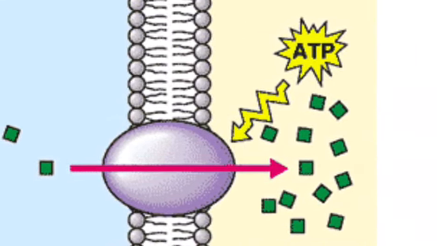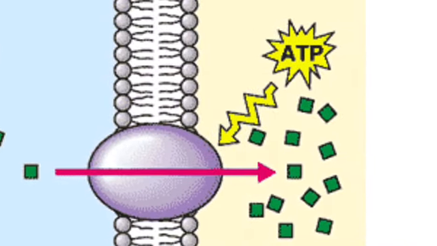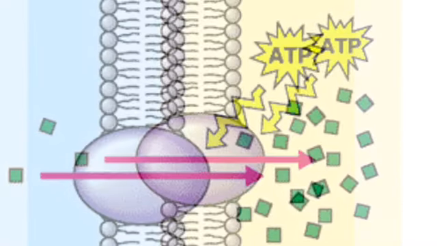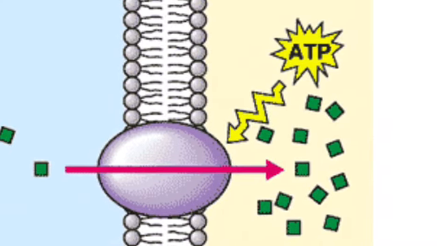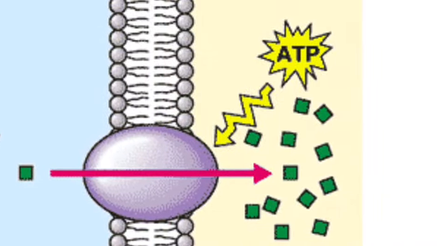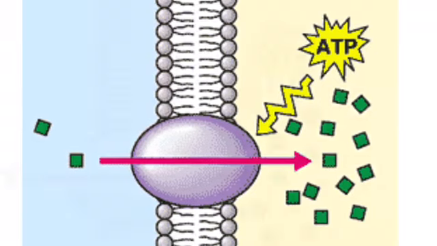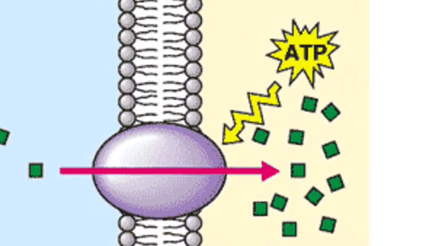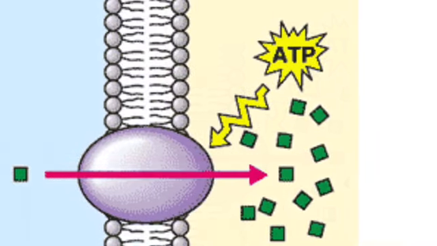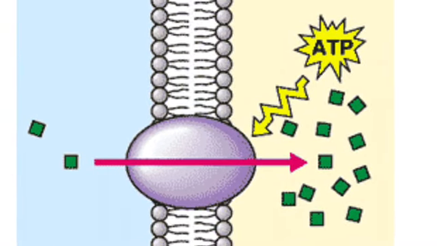Then we have something called active transport. Active transport is when molecules move across the plasma membrane and they're going from a low concentration to a high concentration. So they are going up the concentration gradient. And they are also getting help from ATP, which is chemical energy, and sometimes there's going to be a protein involved, like a sodium potassium pump.